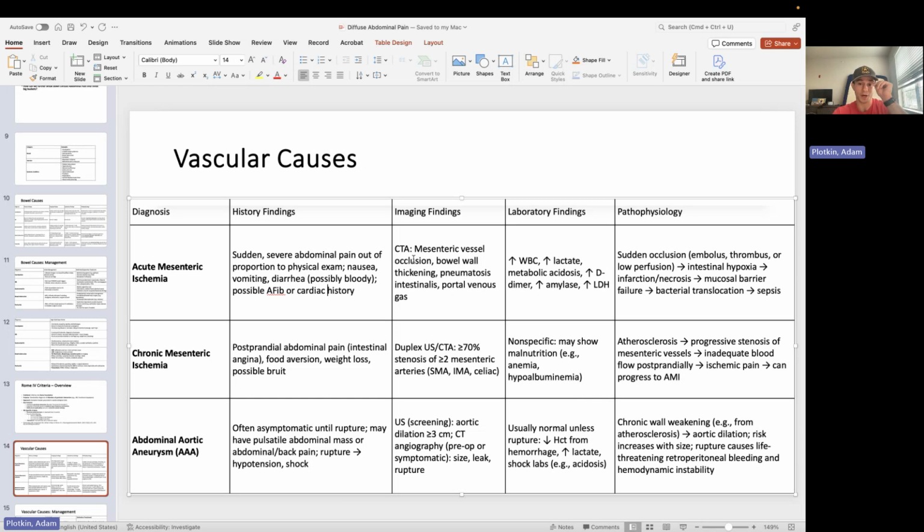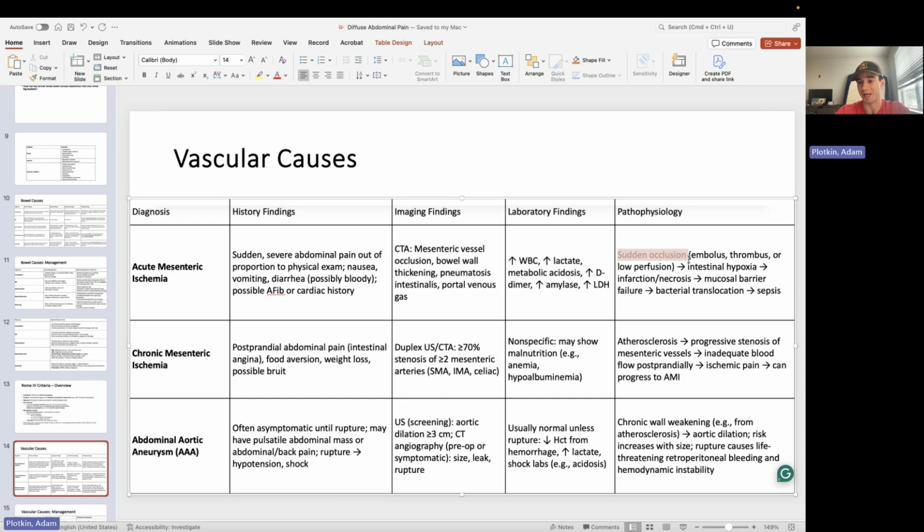For imaging findings, right, we'll do a CT angiogram, classic for USMLE Step 2. How do we diagnose it? We diagnose it with a CT angiogram. We'll see mesenteric vessel occlusion, bowel wall thickening, maybe pneumatosis intestinalis, and portal venous gas. Again, just remember the CT angiogram. You'll be beautiful. Laboratory findings, we'll see maybe an elevated white blood cell count, absolutely an elevated lactate, maybe an elevated D-dimer indicating thrombus formation and breakdown.